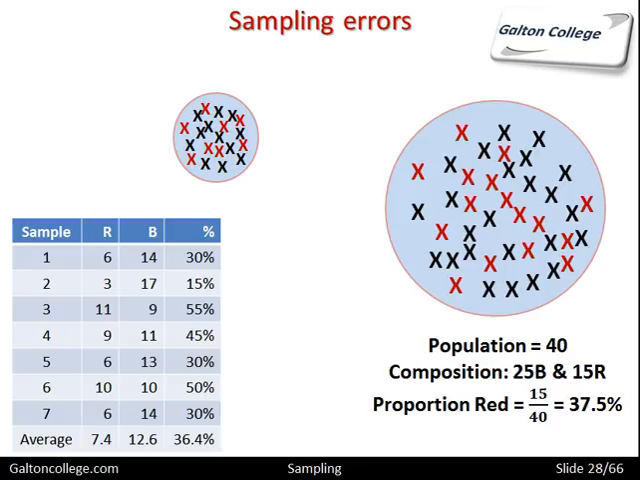Well, 36.4, that's very close to 37.5. So by drawing out the samples and taking the average of the samples, we have got very close to the population. So we haven't actually worked out, let's say, the average for the population. We could have worked it out by picking out the samples and taking the average of the samples. And that's pretty clever.